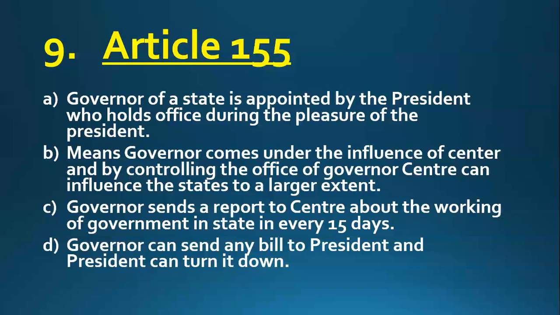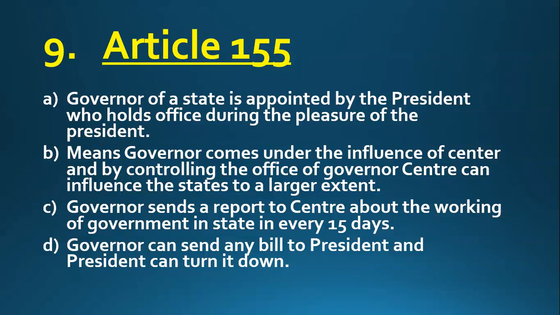Now friends, I will give you one example so that you can understand this concept more clearly, because I understand this concept is a little bit technical. So friends, what happened in 1977 was that there was the rule of the Janata Party in the center. It means there was the government of the Janata Party in the center. Okay, now friends, there was the government of the Janata Party in the center, but the majority of the states were ruled by the Congress government. It means there was the government of the Congress Party in most of the states of India.